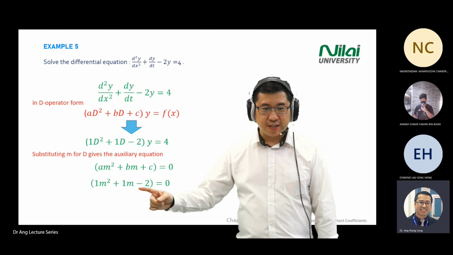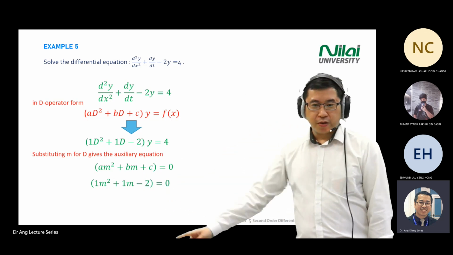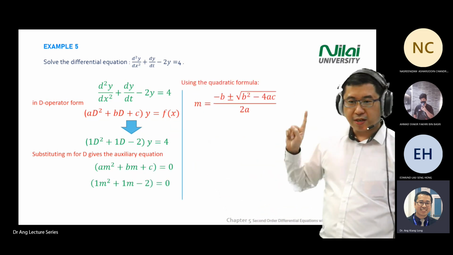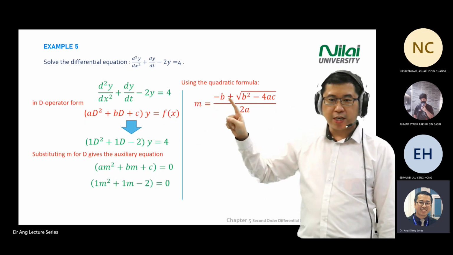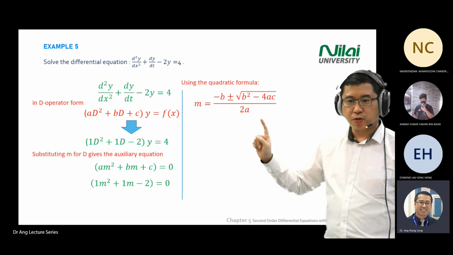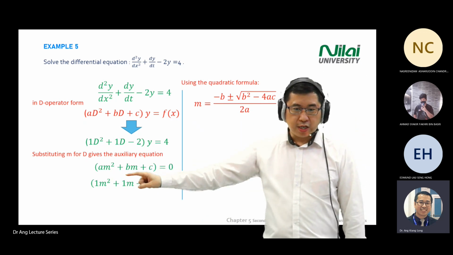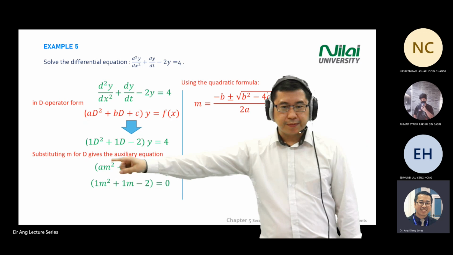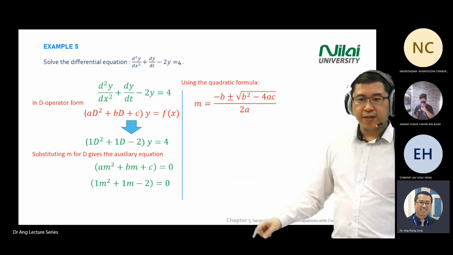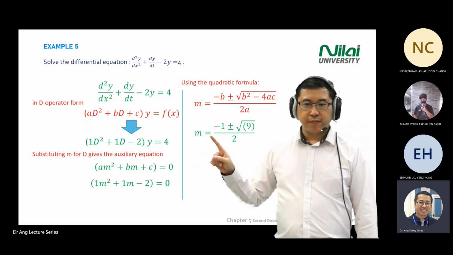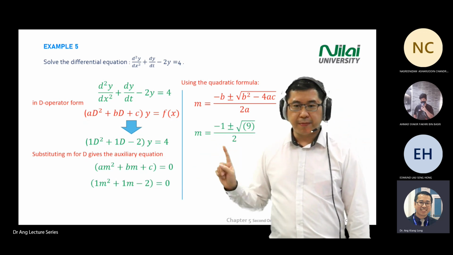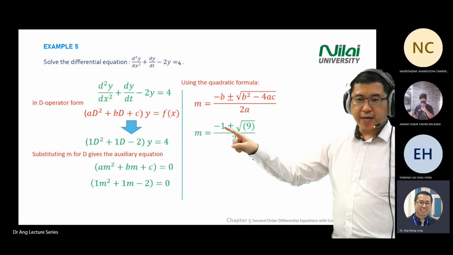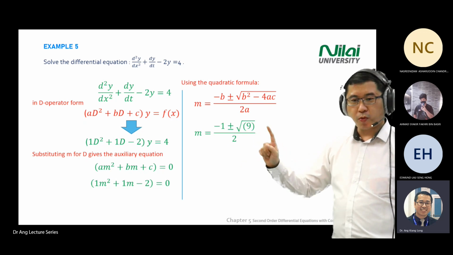Then you do the U first. You calculate the quadratic equation first. Again, remember this, gentlemen. m equal to minus B plus minus square root B squared minus 4AC divided by 2A. You know what is your A, B and C. Where to get your A? From here. You substitute your ABC inside here. Minus 1 plus minus square root 9 divided by 2. So this one is 3. Minus 1 plus 3, you get 2 divided by 2, you get 1.